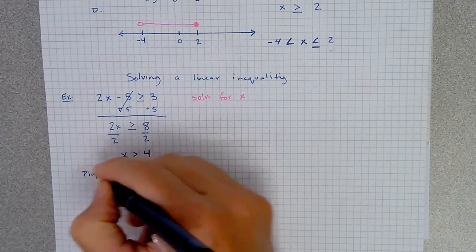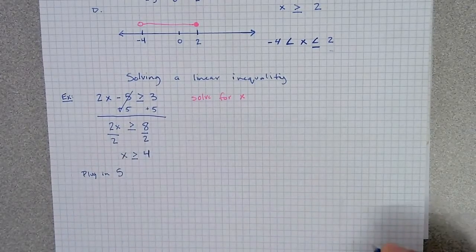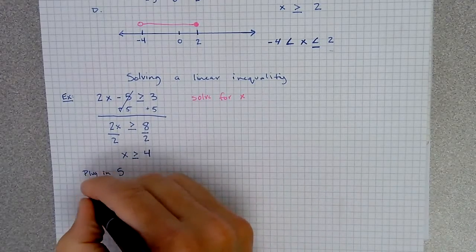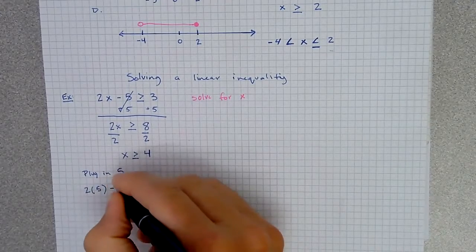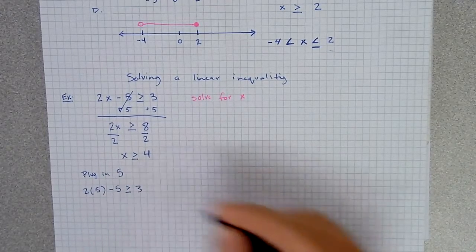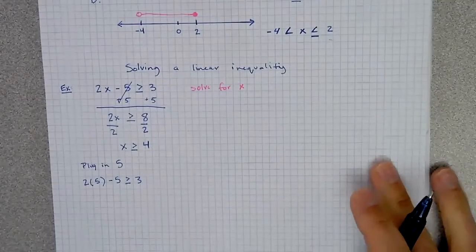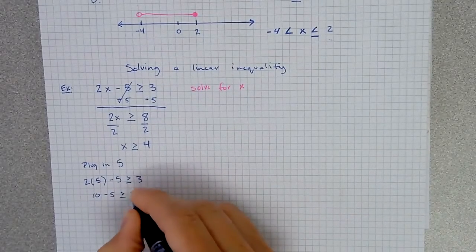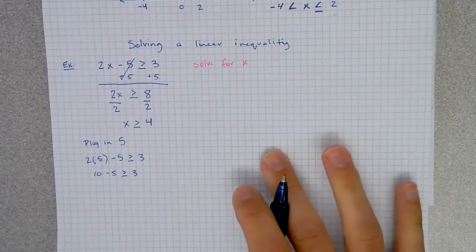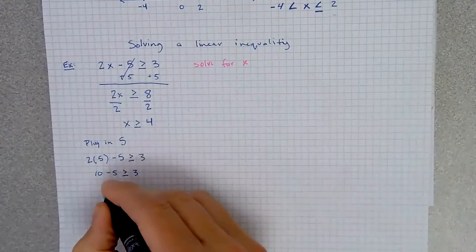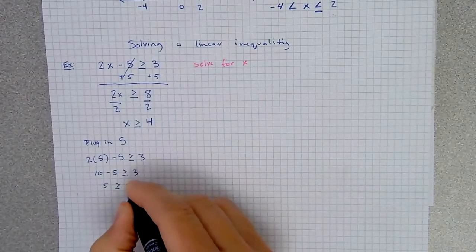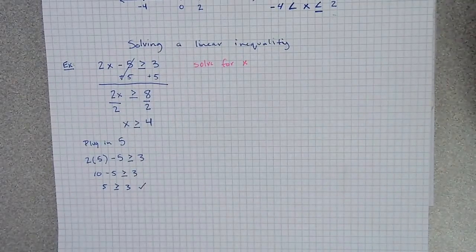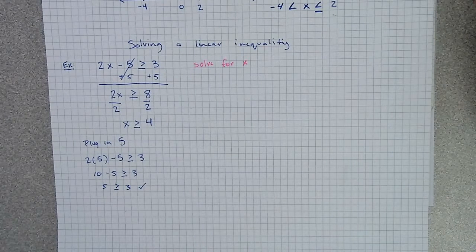So let's say I plug in 5. And when I plug that in, I should get a true statement. So 2 times 5 minus 5 is greater than or equal to 3. Two times 5 is 10. 10 minus 5 is 5. Is 5 greater than or equal to 3? It is. So that works out.